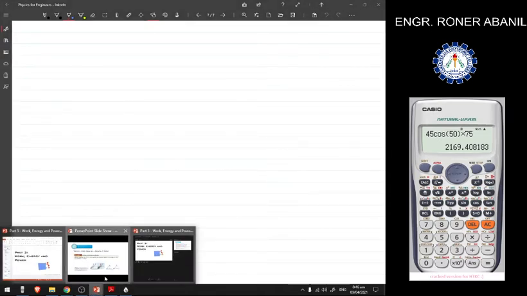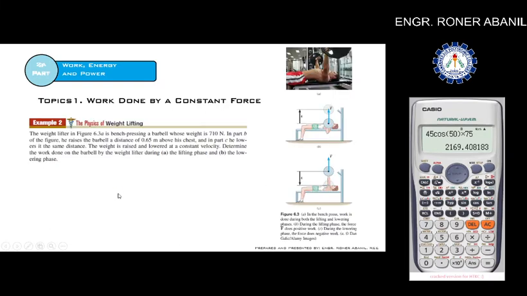So, balik tayo sa presentation. So, nakuha na natin yan. Example number 2 tayo ngayon. So, dito naman sa example number 2, no? So, the weightlifter, yung nagbubuhat ng mga mabibigat na bagay na makikita natin dito sa figure na to, no? Is bench pressing a barbell. So, the weight is 710 Newton. Yung weight na yun, no?